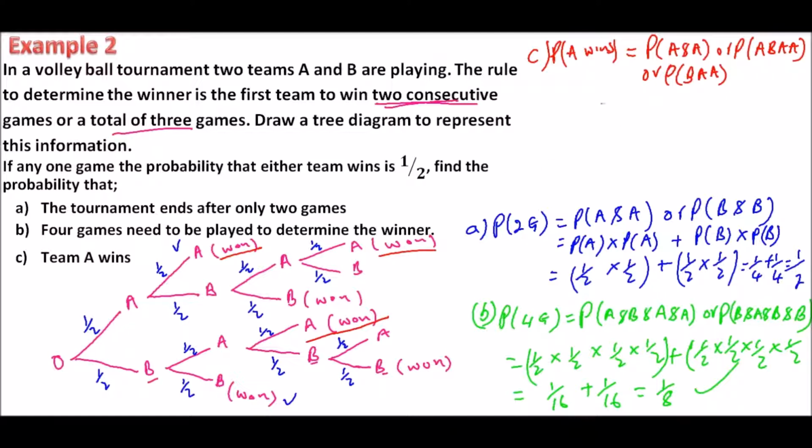Therefore, we now compute our probability, which is a half times a half plus a half times a half times a half times a half, or a half times a half times a half, which will give you, when you compute, 7/16. And that brings us to the end of our lesson.